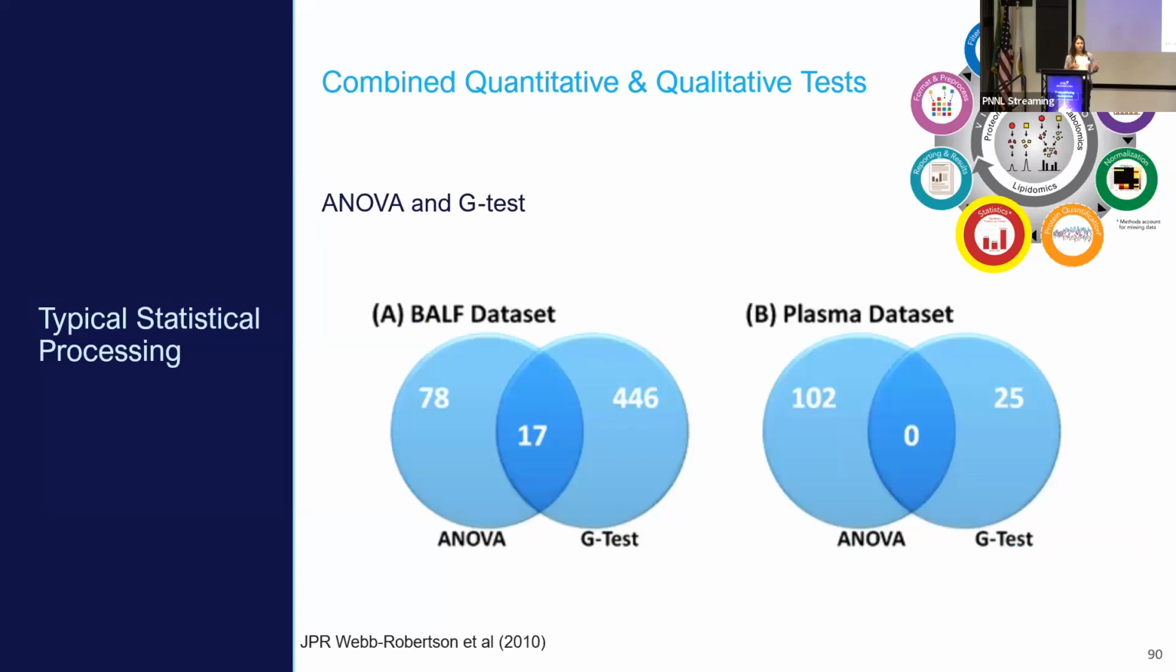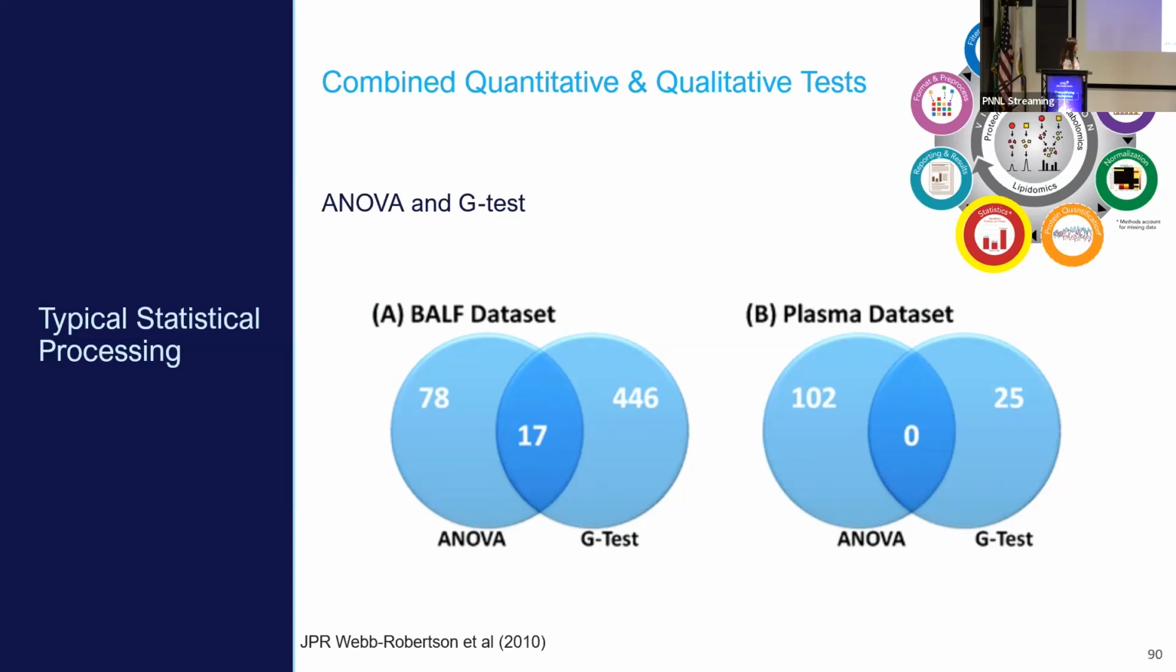So when we do both an ANOVA and a G test for a data set, what we tend to do is keep all of the results from the ANOVA that we can. So we could get a p-value for both ANOVA and a G test for the same protein. But if we have enough observations to get that quantitative result, then that's the one we're going to rely on. So these Venn diagrams are for 2 different data sets. In one, I'm actually going to start on the right, there were 102 proteins that were significant from the ANOVA, and there were 25 that were significant by the G test. So if we had only done the ANOVA, we would be missing out on these 25 proteins.